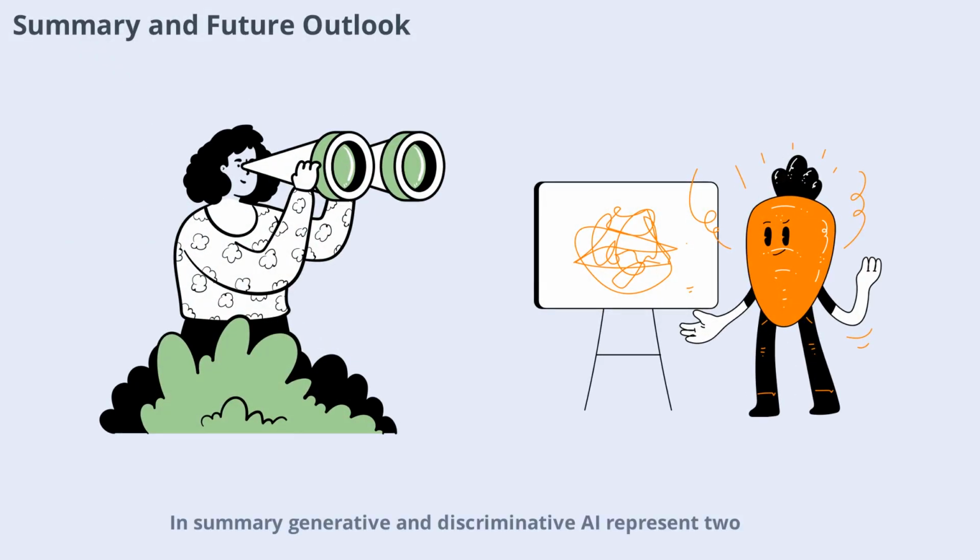Summary: generative and discriminative AI represent two powerful but distinct approaches to machine learning. Each has its own strengths, weaknesses, and ideal use cases. As AI technology continues to evolve, we can expect even more innovative applications that blend the best of both worlds. Staying informed about these developments will help you make the most of what AI has to offer, whether you're a developer, researcher, or simply an enthusiast.